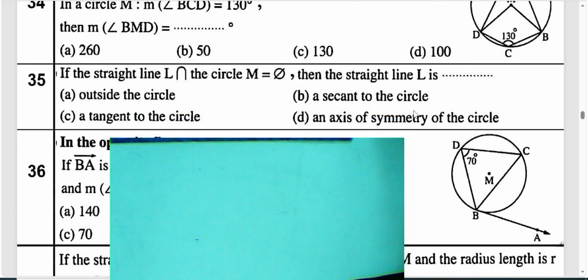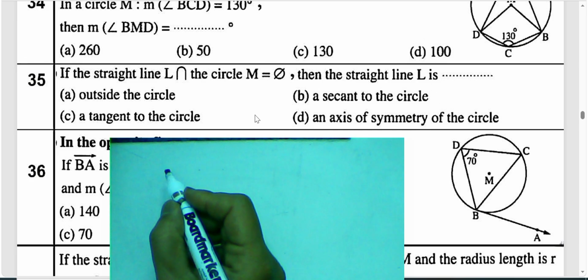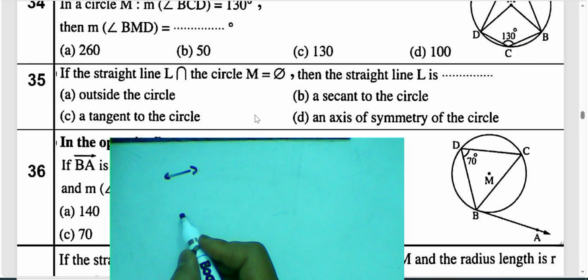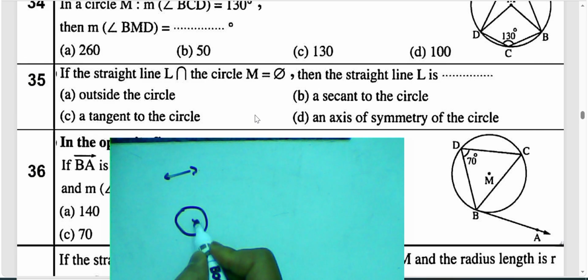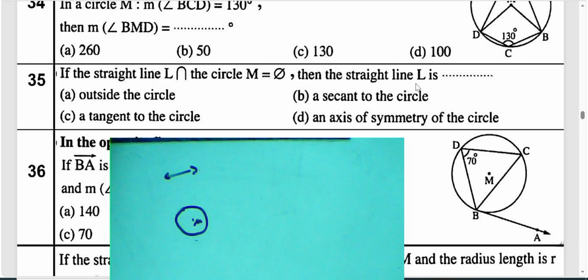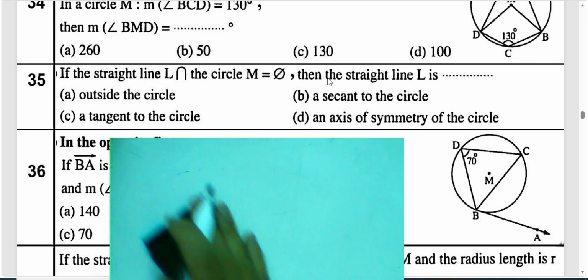Next question, number 35. The straight line L intersection circle M equals phi. It means the straight line L is outside circle M like this. The intersection between them equals the null set, so the straight line L will be outside the circle, because the intersection is the null set. Choose letter A.